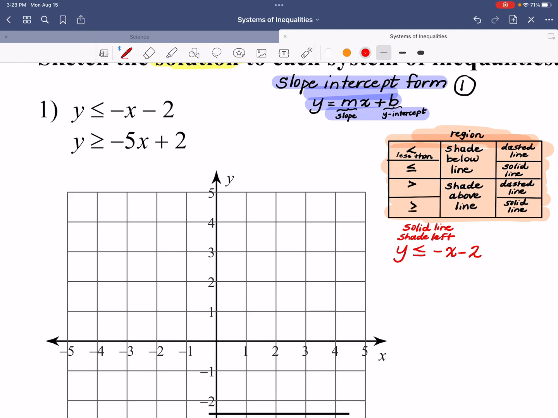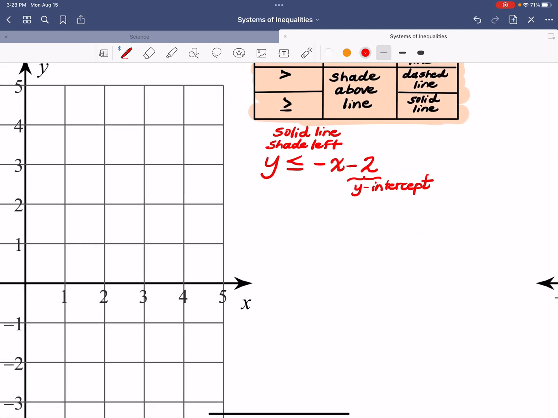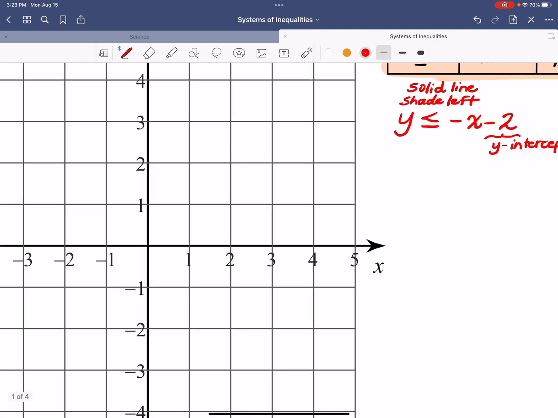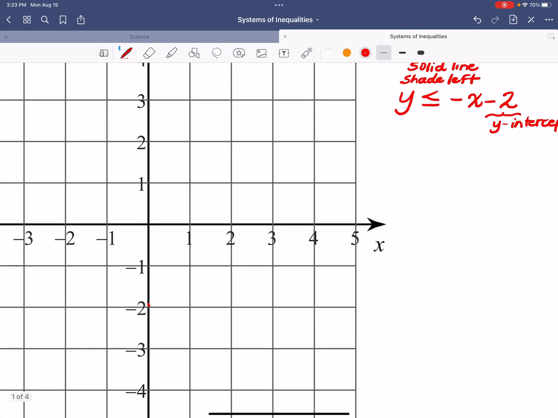Okay, the next thing I'm going to do is graph the y-intercept. Now let's stop and think about what this means. This particular graph that I'm about to draw crosses the y-axis at -2. So I'm going to come over here to -2 and put a nice big point there. All right.